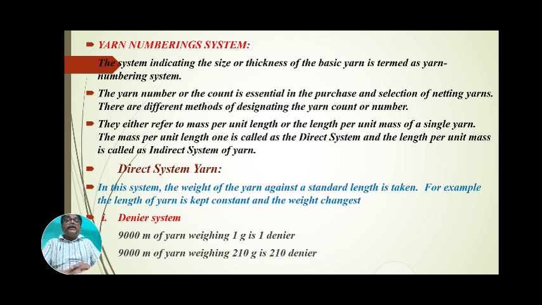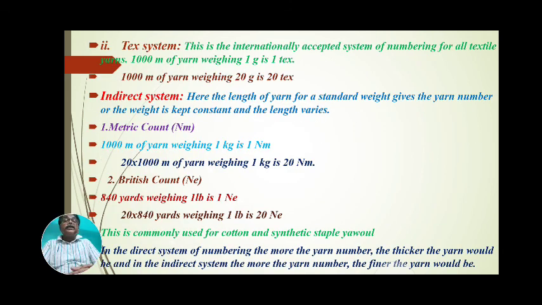And this direct system includes the denier system. In the denier system, 9,000 meters of yarn weighing 1 gram is 1 denier. What is meant by denier system? 9,000 meters of yarn weighing 1 gram is 1 denier. 9,000 meters of yarn weighing 210 grams is 210 denier. Second is the tex system.